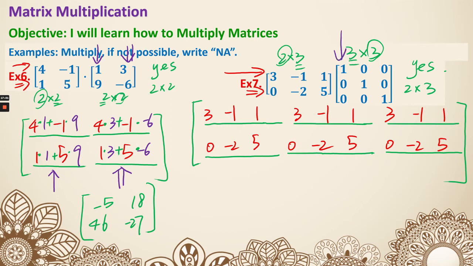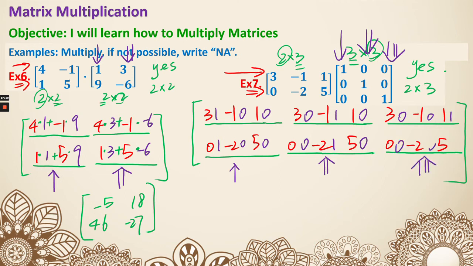Here, first column is 1, 0, 0. Second column is 0, 1, 0. Last column, 0, 0, 1. Now I can just multiply the pairs of numbers and add in between.